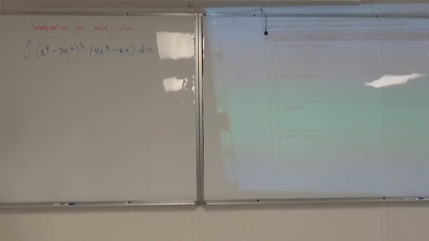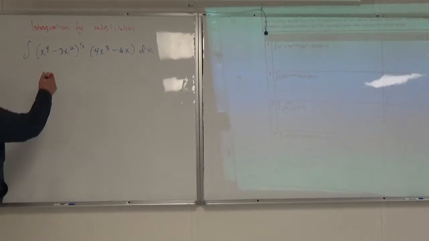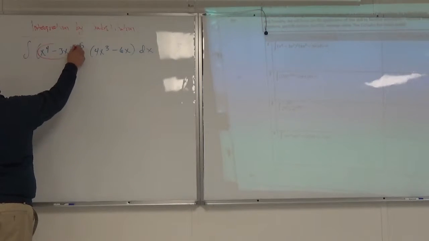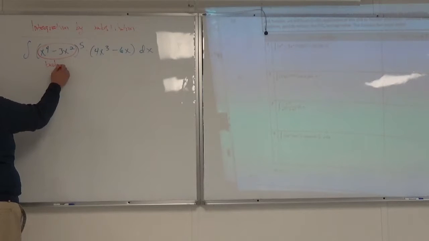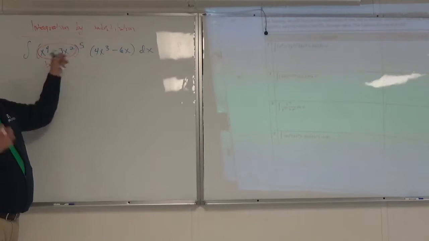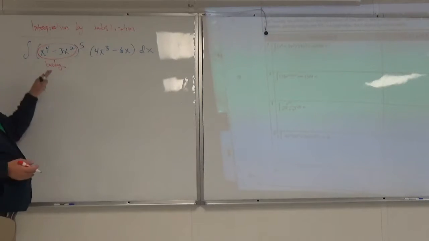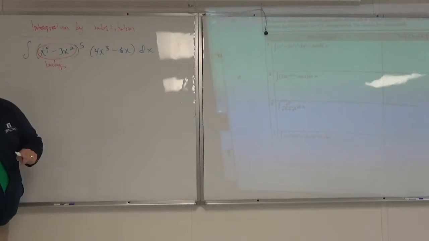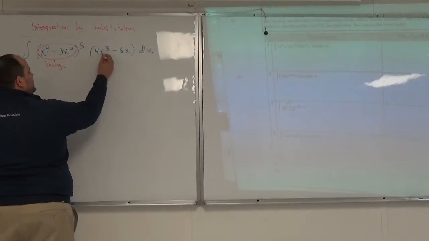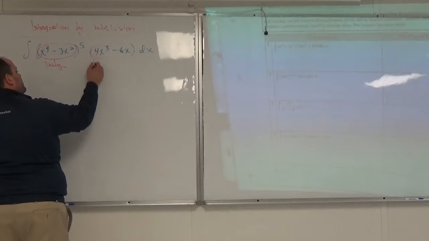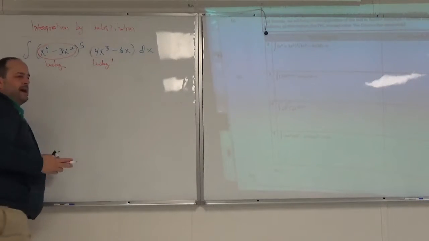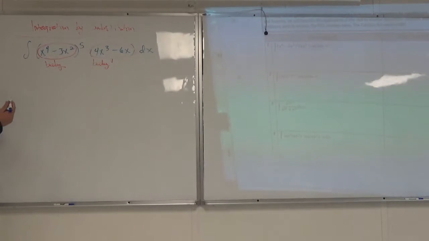Okay, so looking at this problem, do you guys all pretty much see that there's a baby and derivative of the baby? Where's the baby, Lewis? X to the fourth minus 3x squared is the baby. I'm not going to say raised to the fifth power, it's just the stuff on the inside. And the check, do I see derivative of the baby? That's this guy over here. This is baby prime.